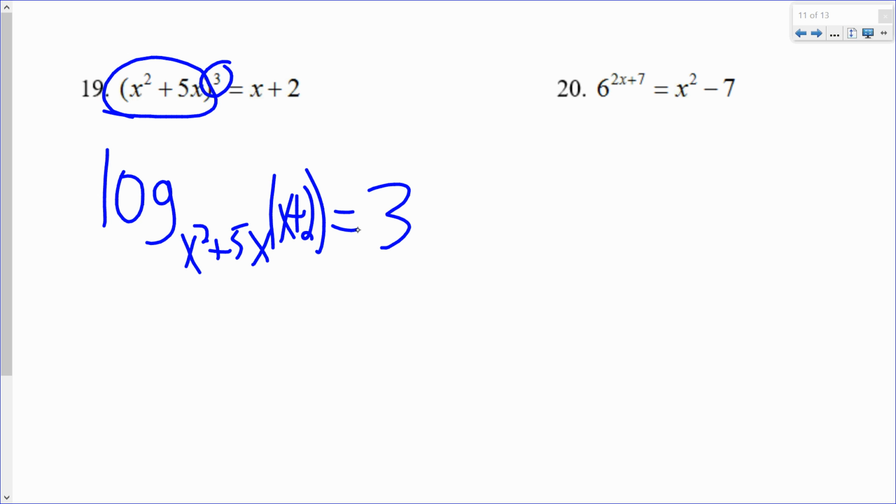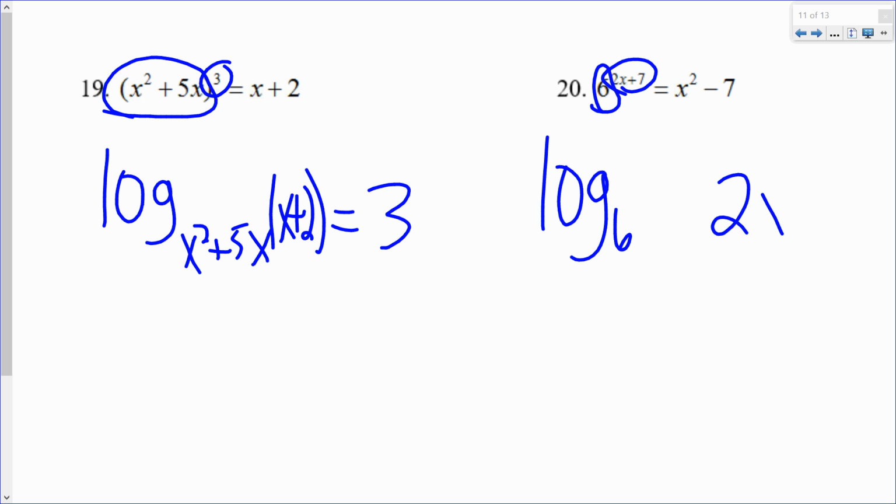Again, the base of the log is the base of the exponent. Okay, the base of the exponent is 6, so the base of the log is 6. The exponent is the other side. And that's it. So your classwork/homework is to finish this worksheet.